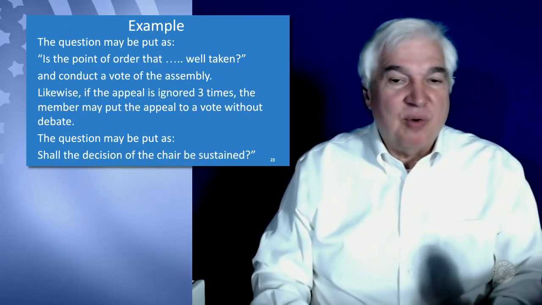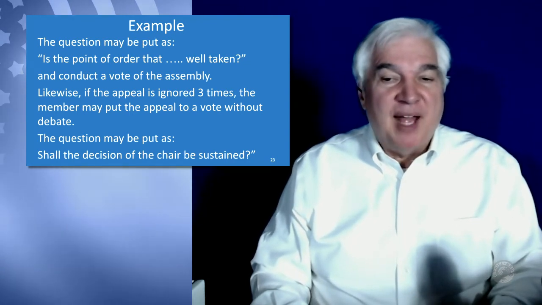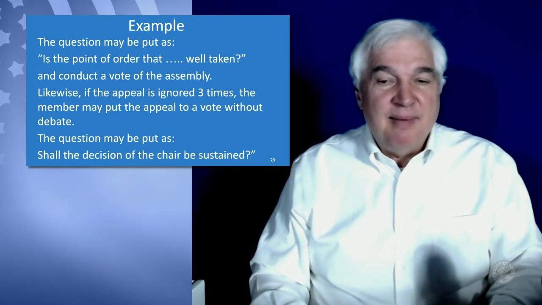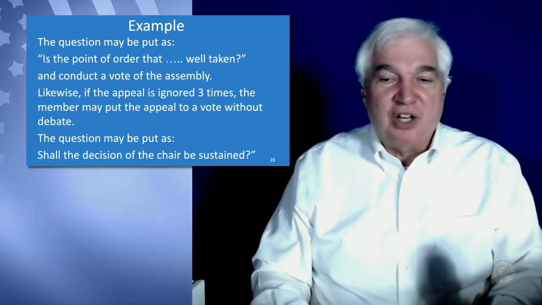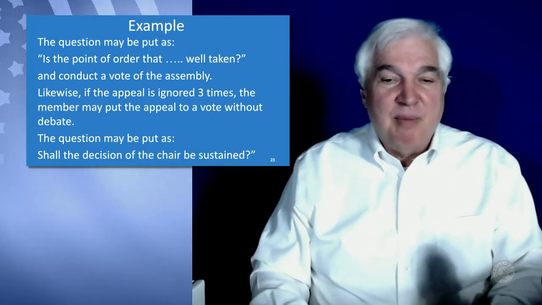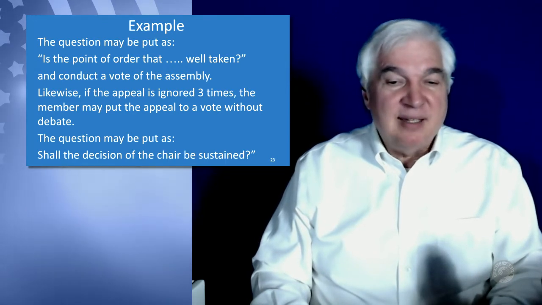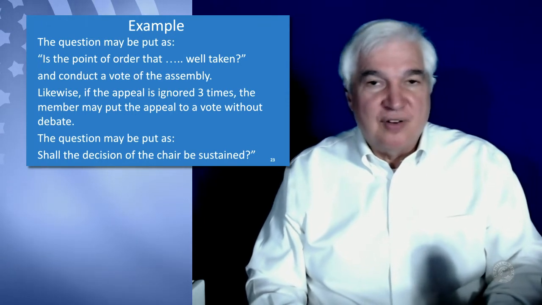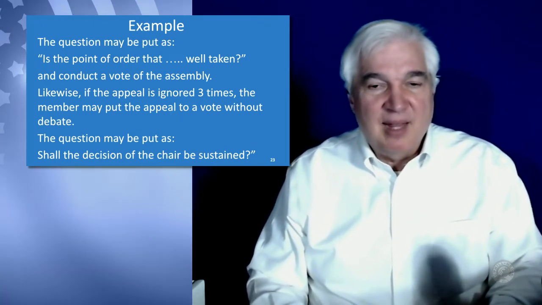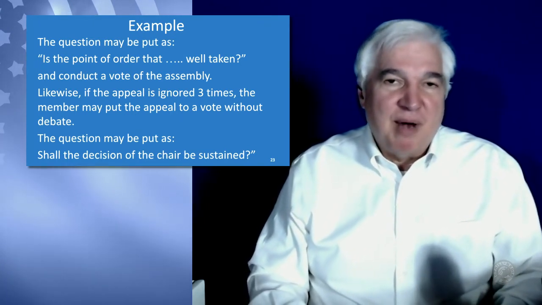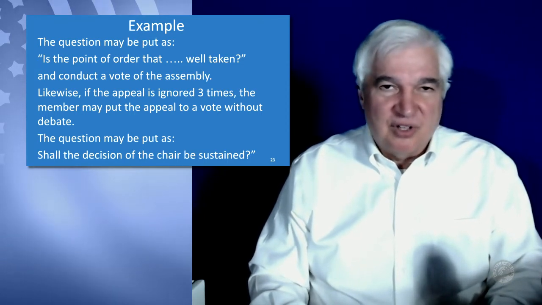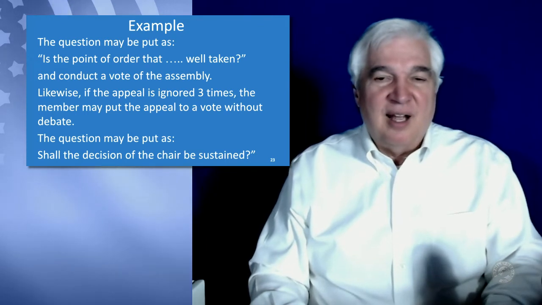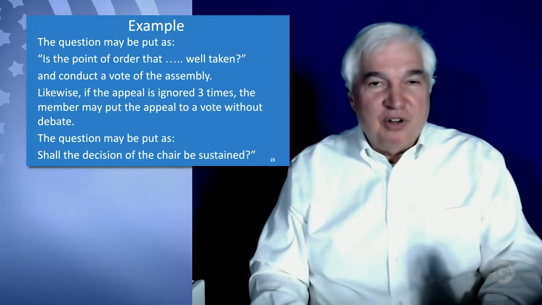So, for example, the question may be put as, is the point of order that XYZ was well taken, and conduct the vote of the assembly. Likewise, if the appeal is ignored three times, the member may put the appeal to a vote without debate. And such a question may be put as, shall the decision of the chair be sustained? So if you're going to do this, then you probably should review this section of Robert's Rules so you get the whole scenario clear in your mind before you embark upon it.